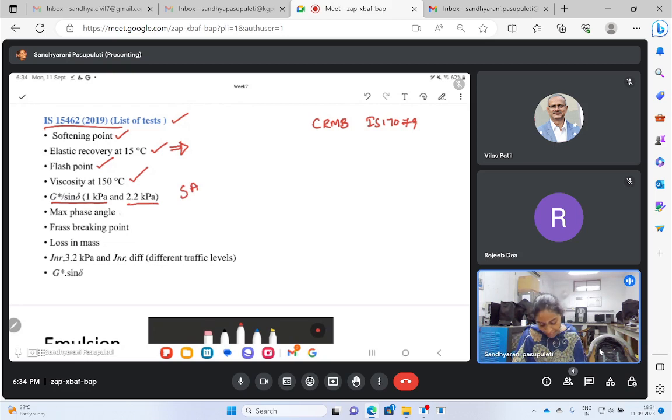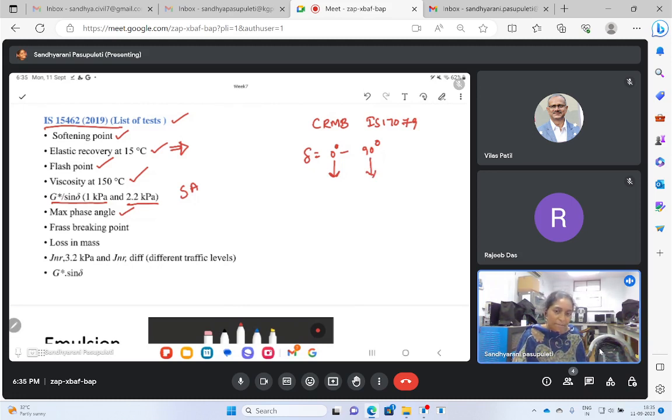And the maximum phase angle, because we want to limit the maximum phase angle. Let us say if we take the phase angle from 0 to 90 degrees, the lower the phase angle, it implies that it is more elastic in nature. If the binder is more elastic in nature, when the load is applied, it can actually recover, it cannot have more plastic strain. If the phase angle is more, that means the binder is very viscous in nature.